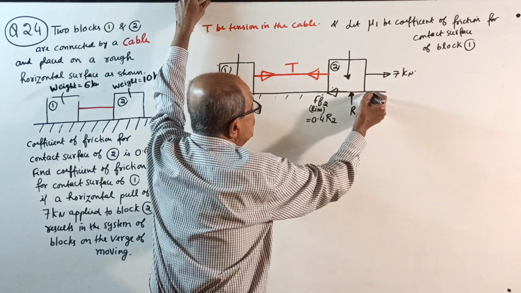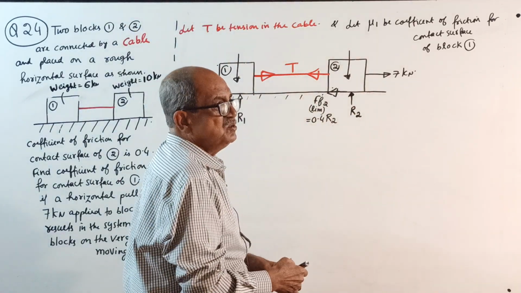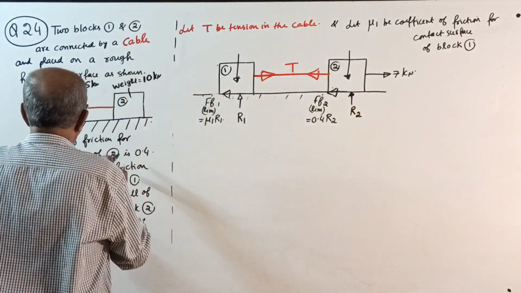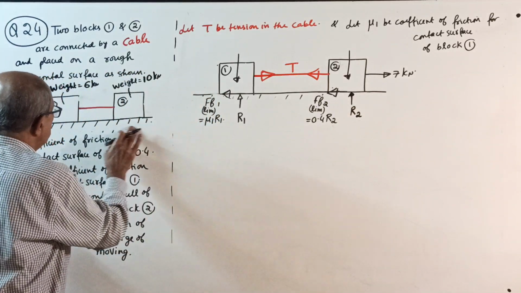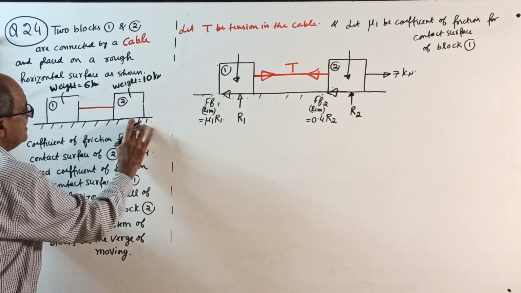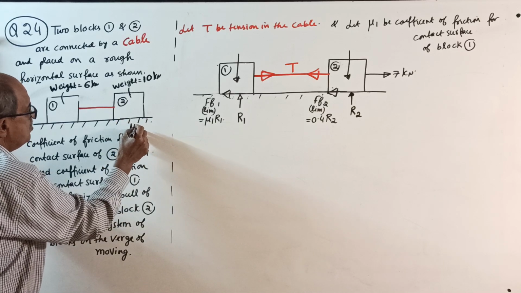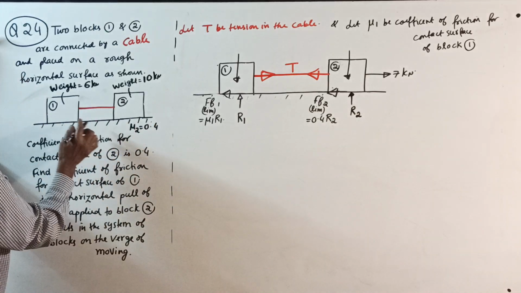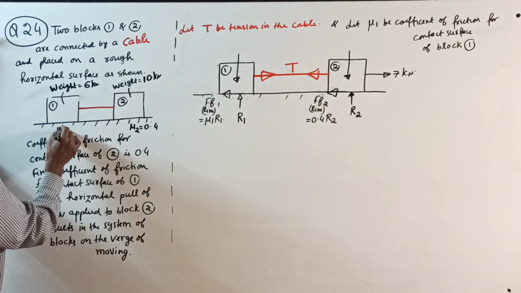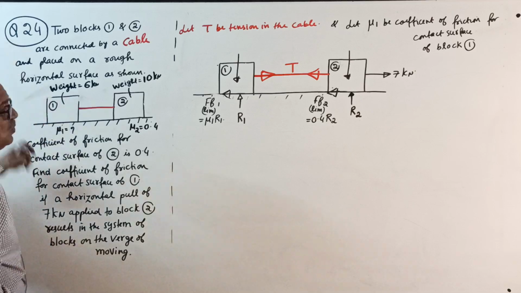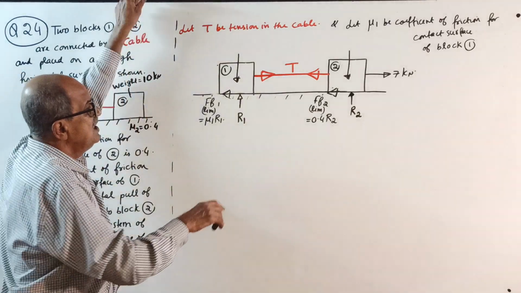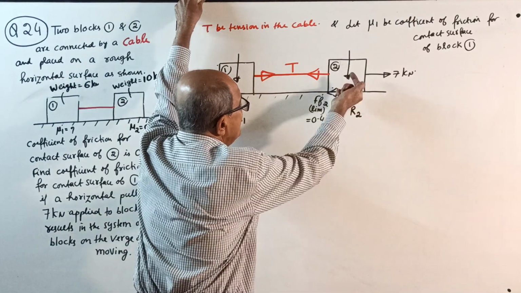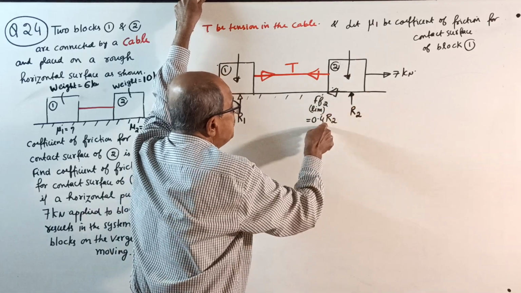Here it is mu2. In the same sketch, you can write the sketch once again. Let it be mu2. Here mu2 is equal to 0.4, they told. And the question is, mu1 is how much? What is mu1? So here, if R2 is the normal reaction, the frictional force is 0.4 R2.